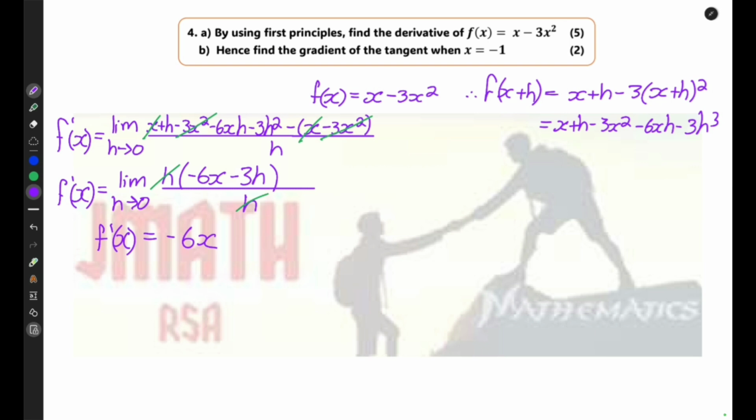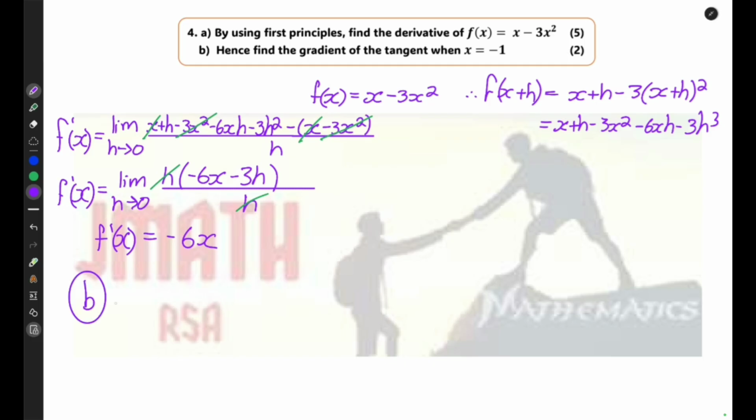Now, for question B, hence find the gradient of the tangent when x is equal to minus 1. Now, at the very start of this video, I said the derivative has many names, and one of the names for a derivative is the gradient of the tangent. Because this is a function, I can now just sub in minus 1 into the place of x, and the answer of a derivative will always give you a gradient.